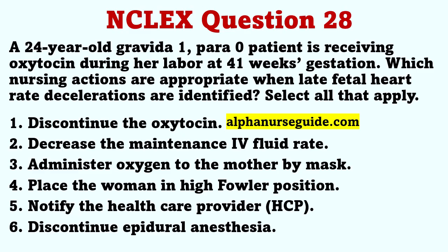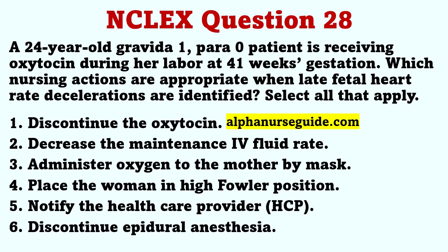The correct answers are 1. Discontinue the oxytocin. 3. Administer oxygen to the mother by mask. And 5. Notify the healthcare provider. Late fetal heart rate decelerations can be an ominous sign of fetal hypoxemia, especially if repetitive and accompanied by decreased variability. Notification of the HCP is indicated. Turning off the oxytocin and administering oxygen to the mother are recommended nursing interventions to improve fetal oxygenation.